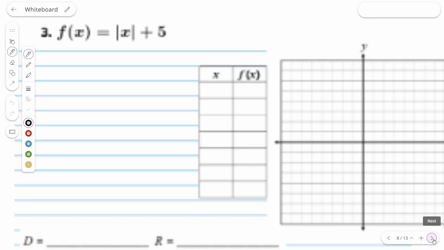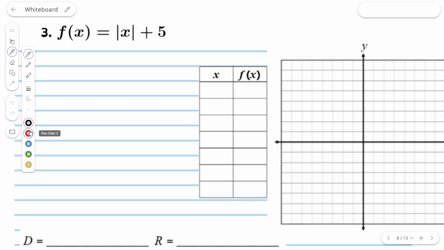Let's do the next one. This time, the only thing I have inside my absolute value is x, so x equals 0. So that means the center of my chart is 0. Now, f of whatever I plug in is equal to the absolute value of whatever I plug in plus 5.